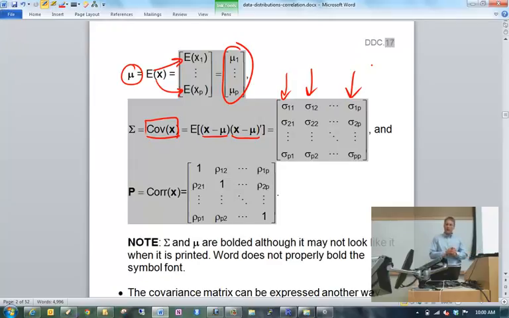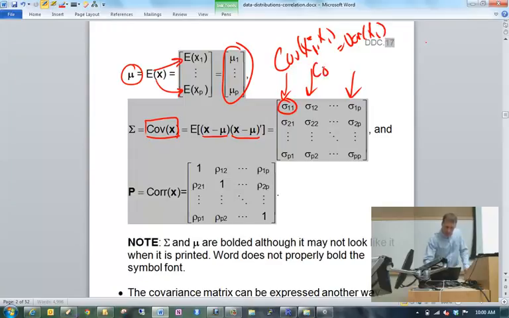Explain that a little bit more in about a minute. So what this means then is that sigma 1,1, the row 1, column 1 element, is the covariance of x1 and x1, which in other words is the variance of x1. Sigma 1,2 is the covariance of x1 and x2, and so on. Notice that what's always on the diagonal? The variances. Okay? The off-diagonal elements are the covariances.